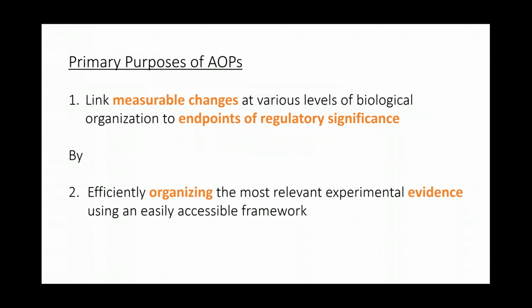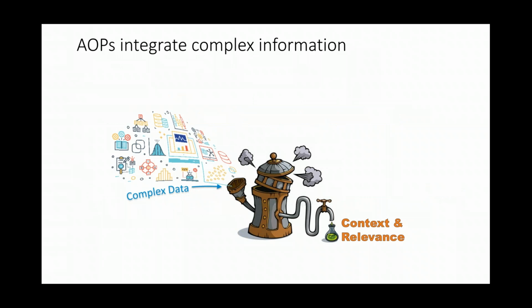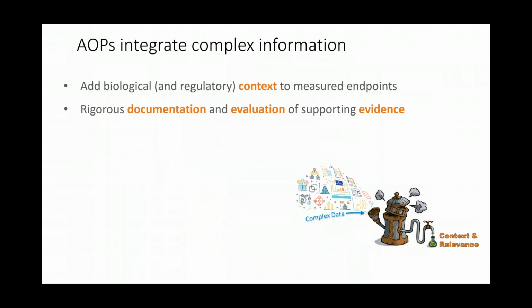And that's done by efficiently organizing the most relevant experimental evidence that's in the literature and putting it in a very easily accessible and easy to interpret framework. In other words, it takes all the complex experimental evidence that's in the literature these days and distills it into context and relevance. We're going to talk a little bit about the documentation process that's involved.